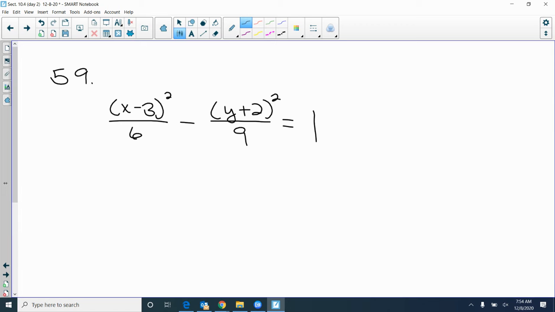Now, from here, what do we know? Which way does this open? Maria? Sideways. All right, left and right. It's going to open up left and right. My center is going to be 3, negative 2.